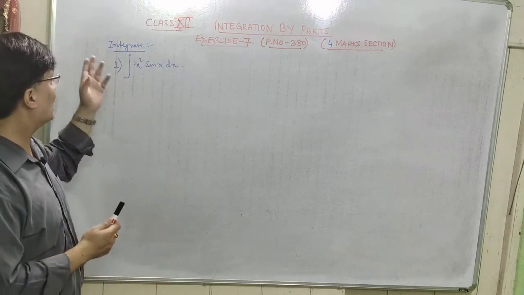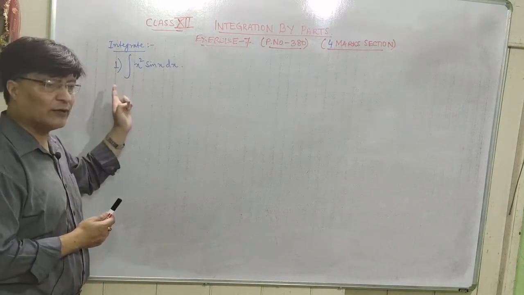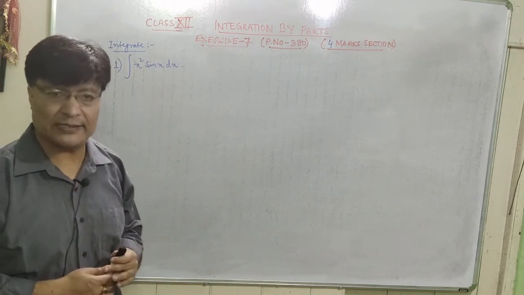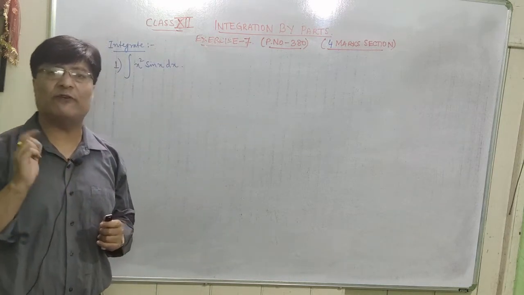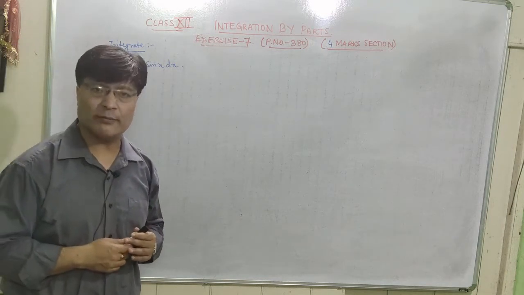So let us evaluate this integration. That is, question number 1: you have to evaluate this integration, that is integration of x square sin x dx. So this is also the integration of the product of two different functions with respect to x. So in this case we will use integration by parts.